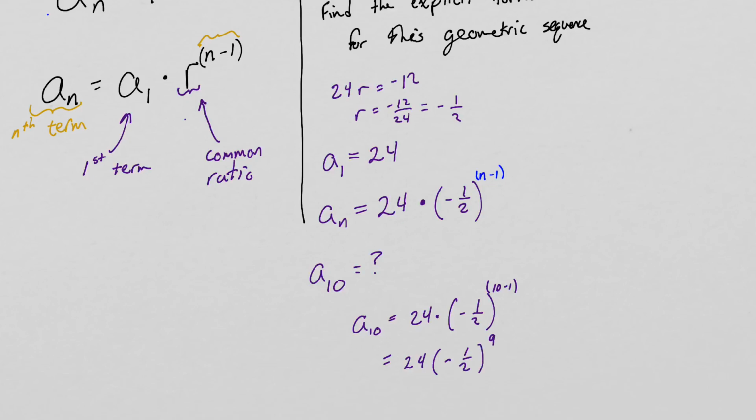But hopefully we all know our powers of 2 up to the 9th power? Maybe? I don't know. I'm counting on my fingers. I know you can't see me do it, but 2, 4, 8, 16, 32, 64, 128, 256, 512. So this is going to be -24 over 512, because we have a negative being taken to that 9th power, and that's an odd power, so it's going to be a negative value.